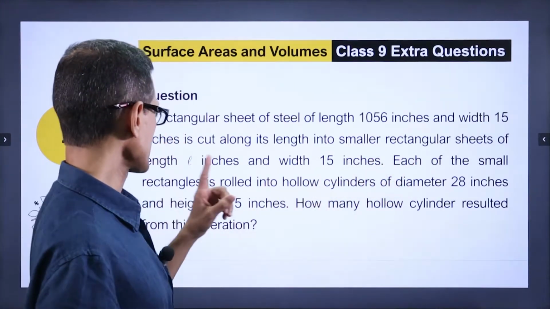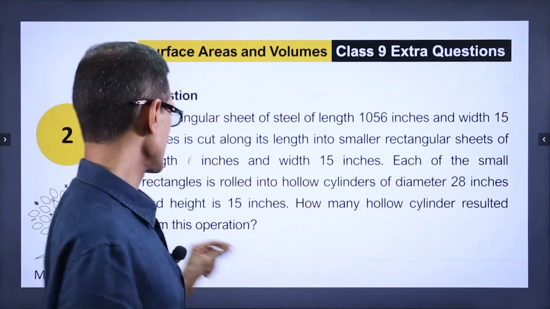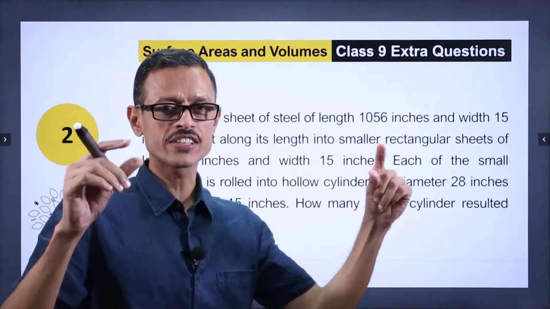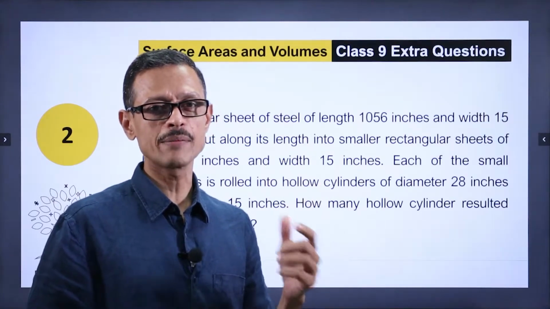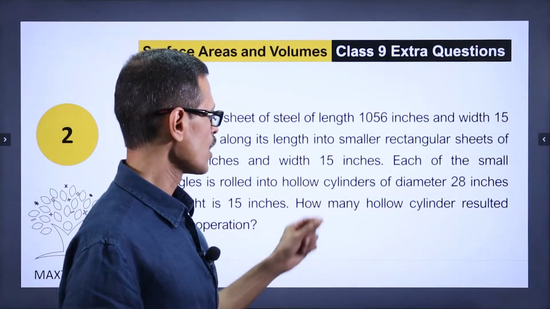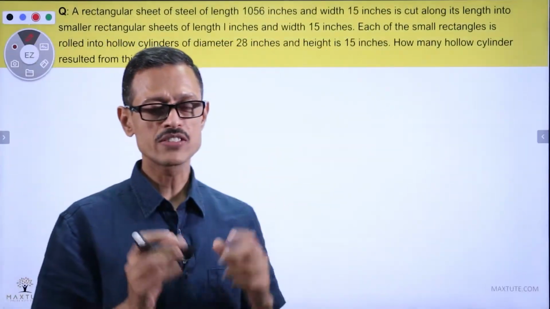Each of the small rectangles is rolled into hollow cylinders of diameter 28 inches and height 15 inches. We are picking each of the smaller rectangular sheets that we get, and rolling it into cylinders of diameter 28 inches and height 15 inches. What we need to find out is how many hollow cylinders resulted from this operation. It's a very simple, straightforward question.